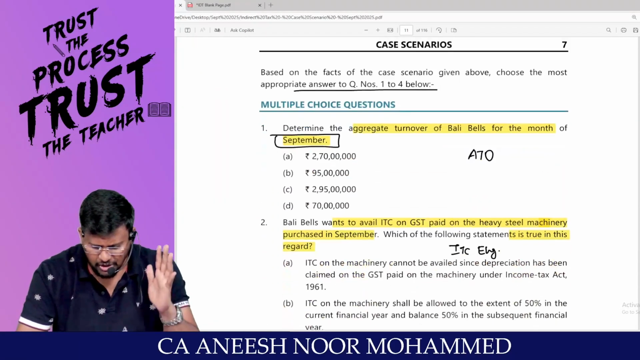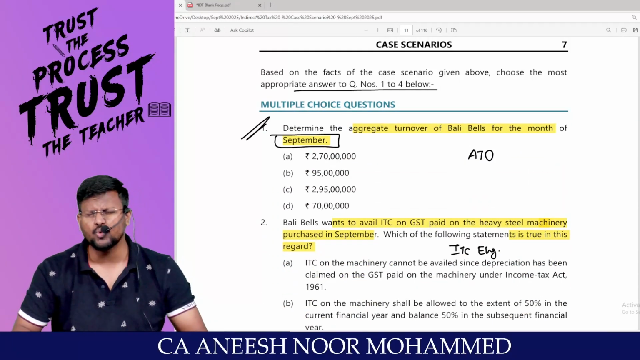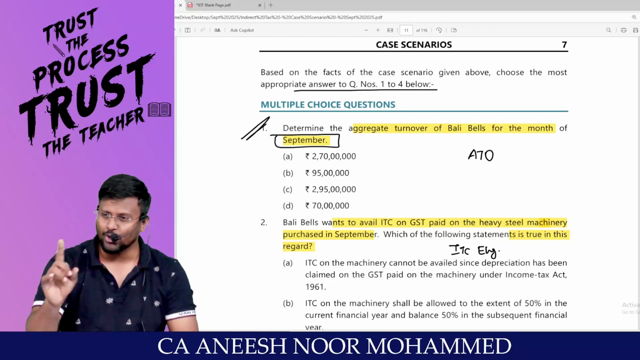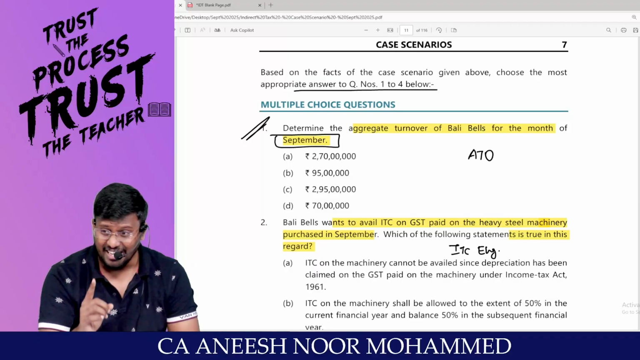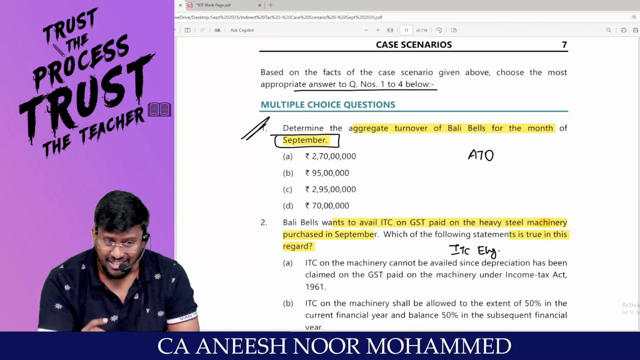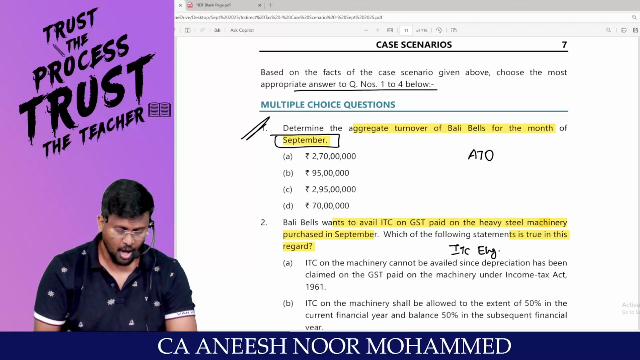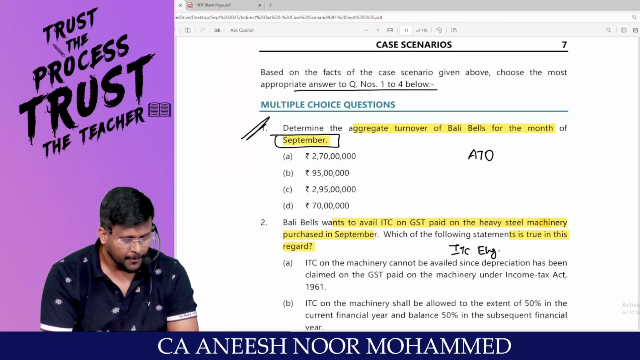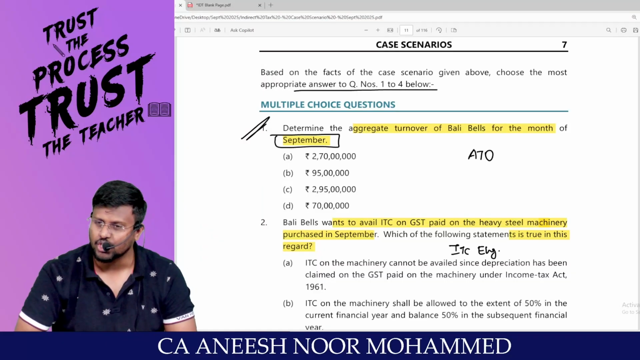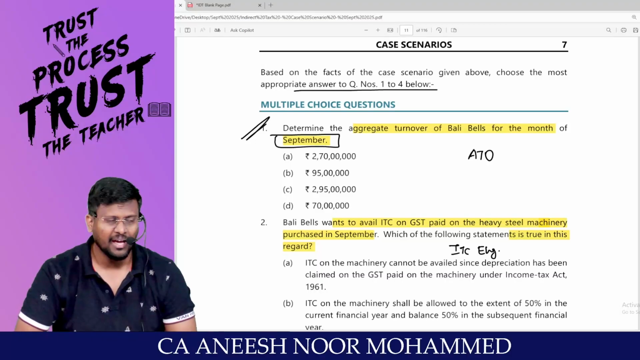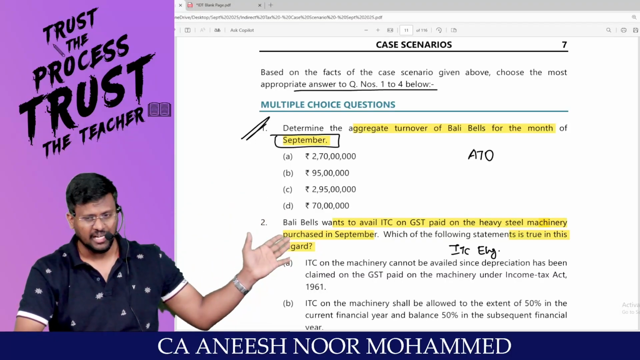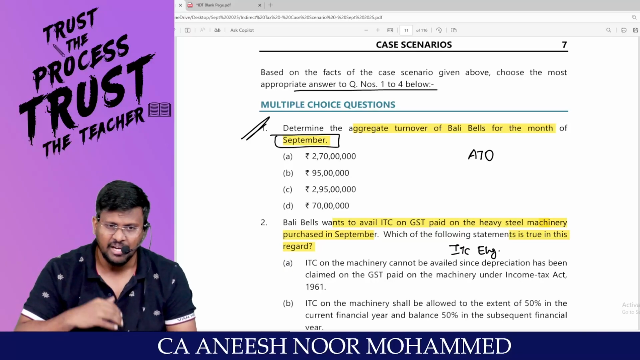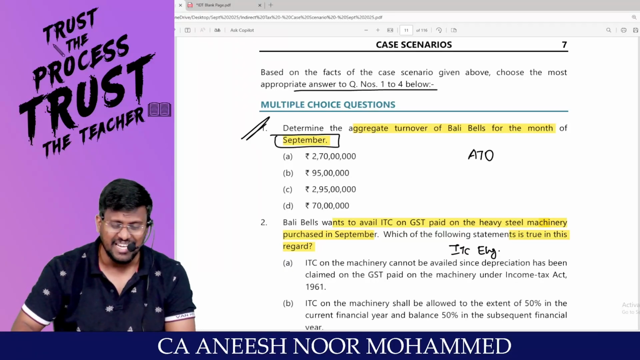Super, sir. The first question is aggregate turnover. You will get superb clarity with regard to the definition of aggregate turnover. Aggregate turnover includes all taxable supply, all exempt supply, all export of goods or services or both, and interstate supply, and excludes value of supply on which the GST is liable to be paid on reverse charge basis, CGST, SGST, UTGST, IGST and cess.